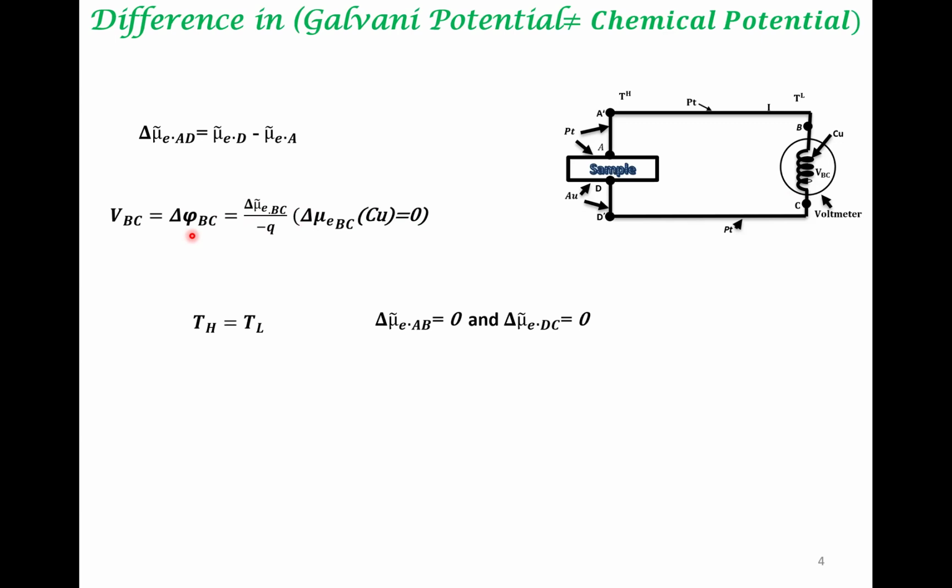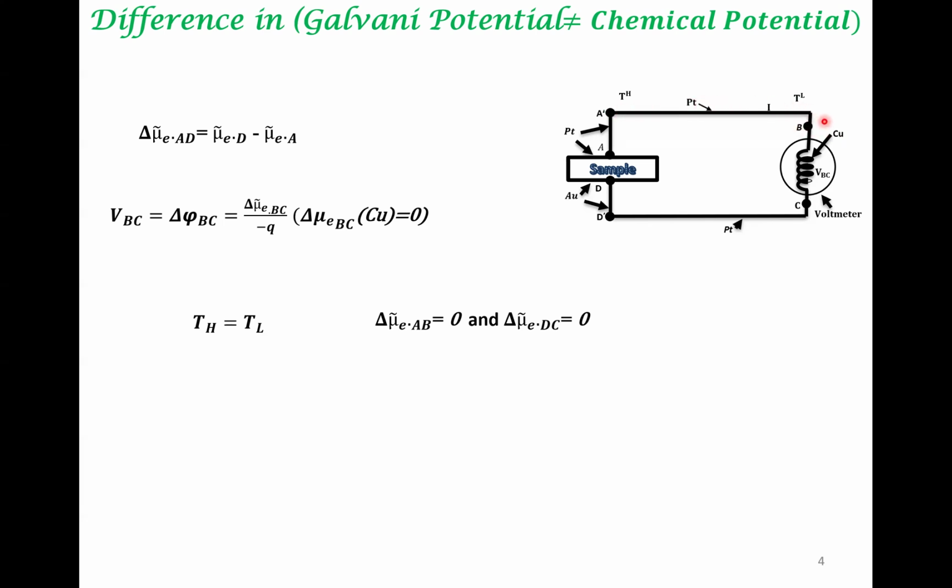Let's first consider a simple case where TH is equal to TL. This temperature is the same as this temperature, and that can be just room temperature. In this case, there is no difference in electrochemical potential between this point and this point, because there is no difference in temperature. Therefore, there is no difference in electrochemical potential also.